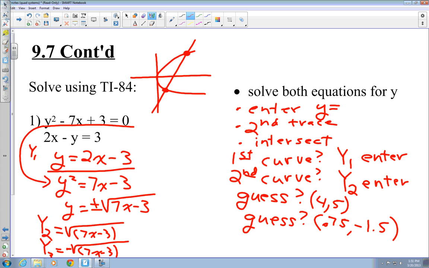I'm going to have you round to the nearest hundredth if you need to round. So 2 decimal places if you need to round.